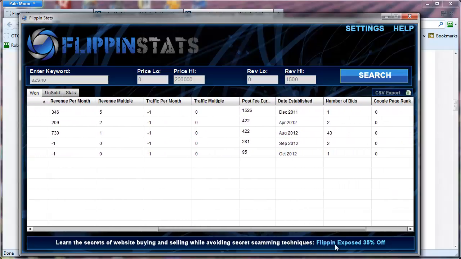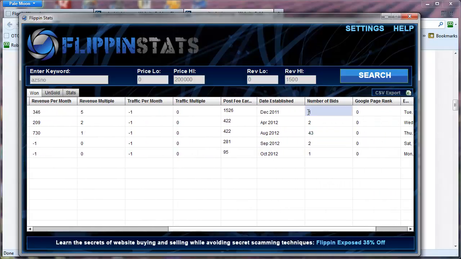All right, if we take a look at all of our bids, we'll see that I don't get a whole lot of bids on these sites, but I do sell them. So 1 bid, 2 bids. Of course, the site I just showed you, 43 bids.